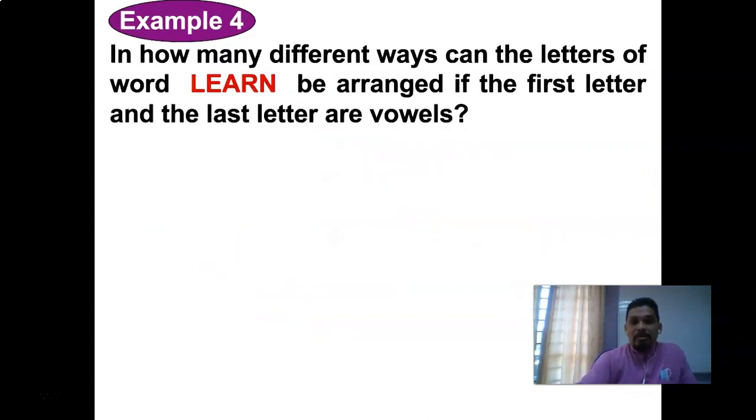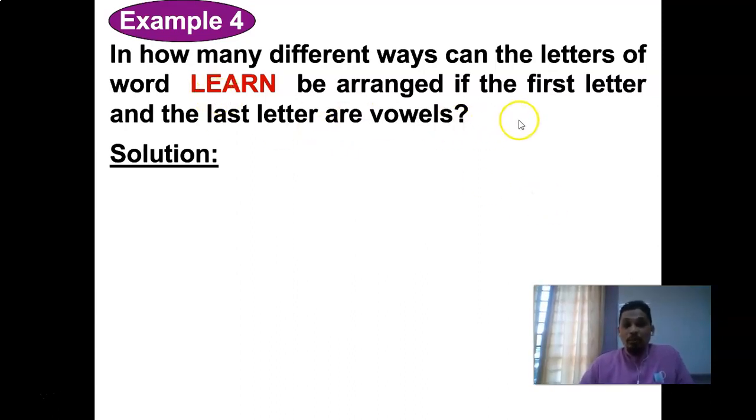In how many ways can the letters of LEARN be arranged if the first and the last letters are vowels? Okay, class, a vowel is A, E, I, O, U. And look at this one here, now we have one E and one A. So there are 2 possible cases here.